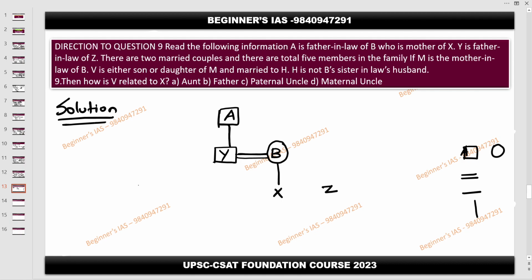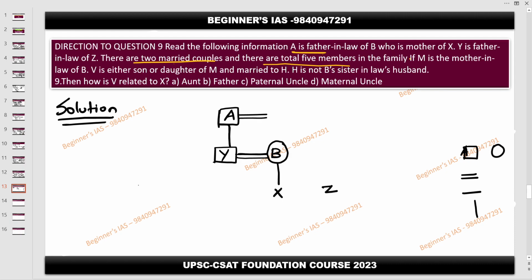Clear? Yes, sir. Fine. So therefore, total two married couples are there. According to the first part of the data we have done here, up to this, there are two married couples. There are 5 people. So now check here: 1, 2, 3, 4, 5 people are there. Now the question is what we have to carry.